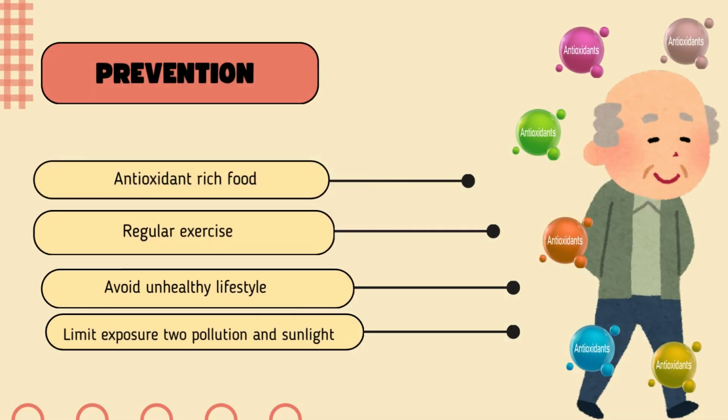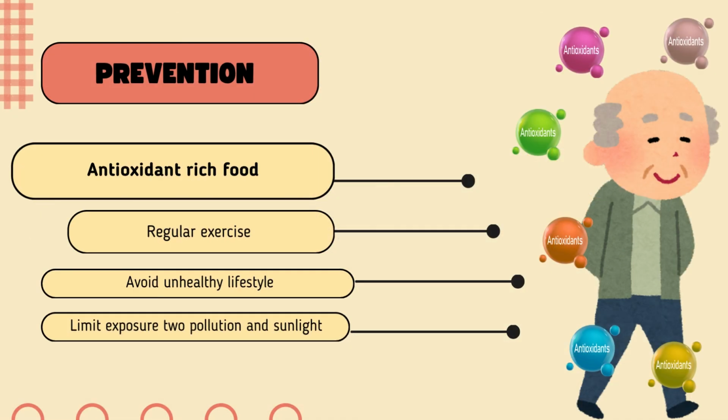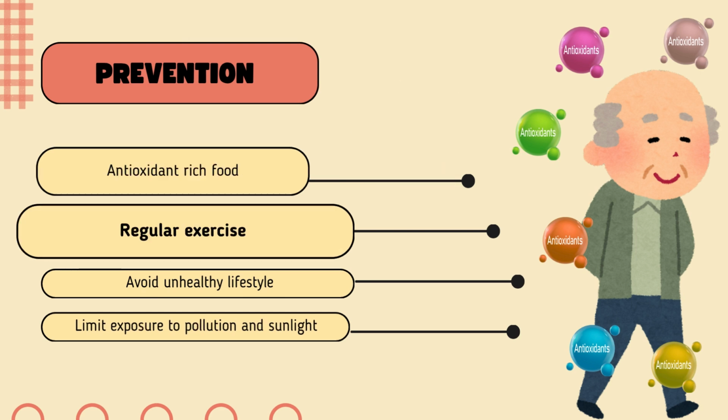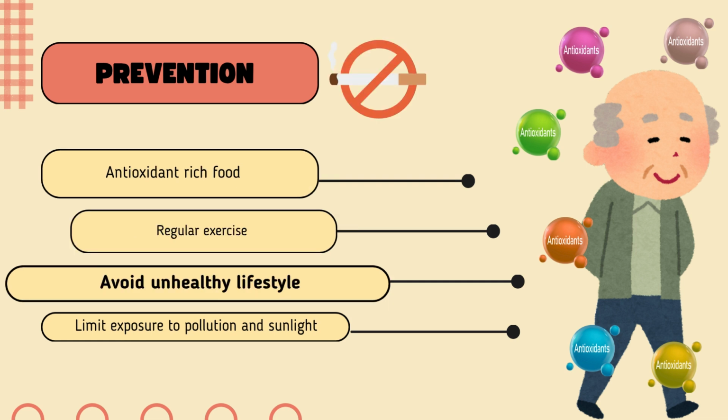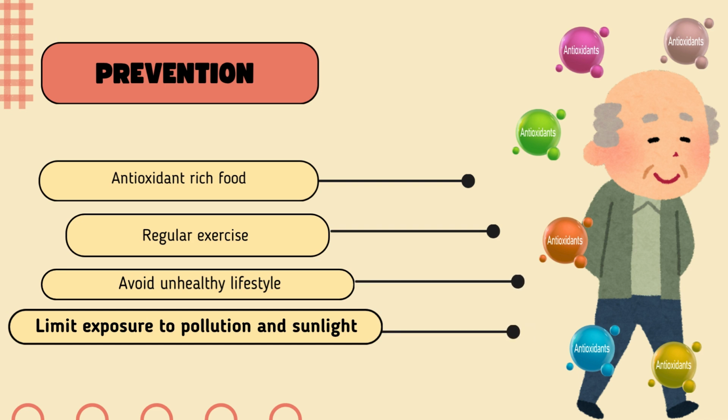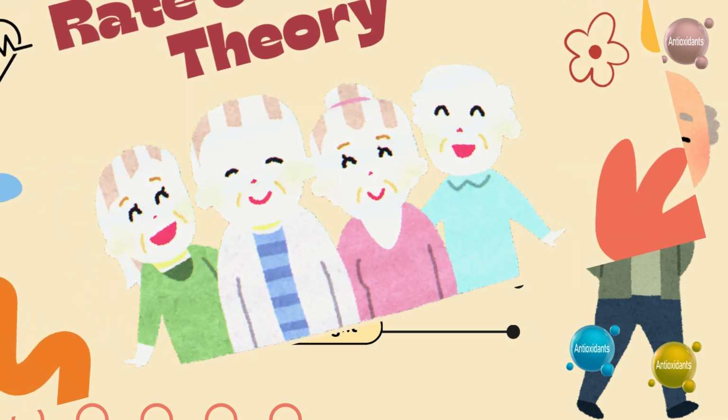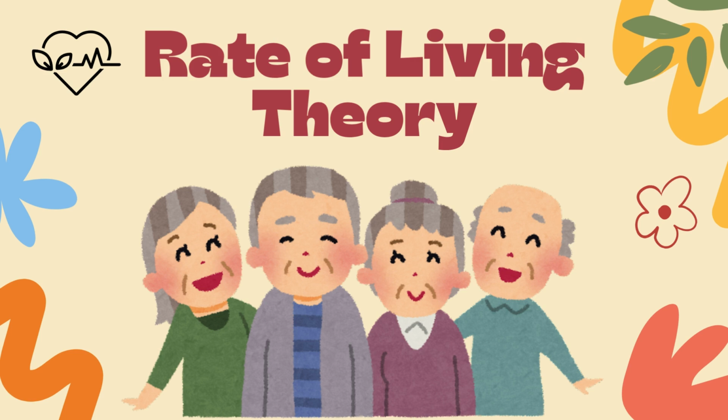The prevention strategies that can be made are: consume antioxidant-rich food like berries, spinach, and green tea. Exercise regularly. Avoid unhealthy lifestyle such as smoking and drinking alcohol. And limit exposure to pollution and sunlight. Next, we will look onto rate of living theory.